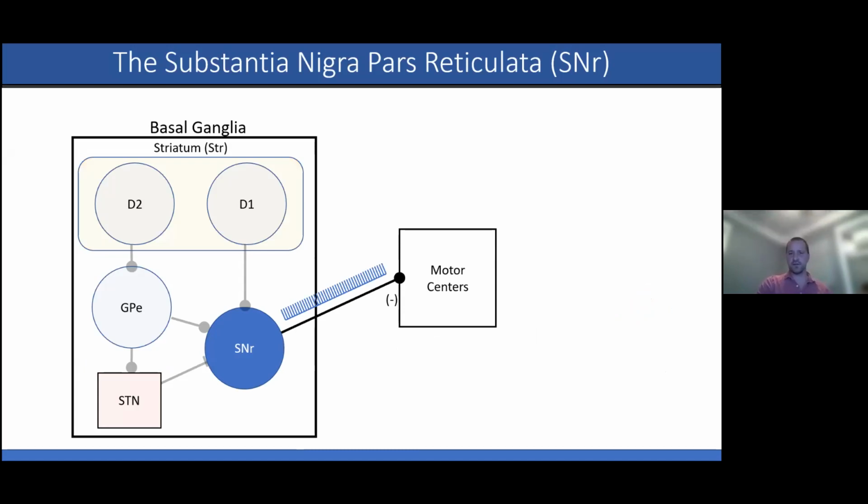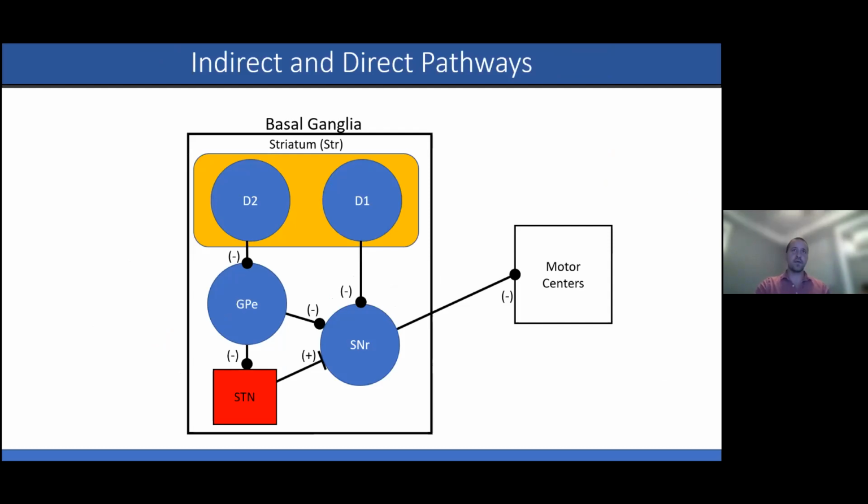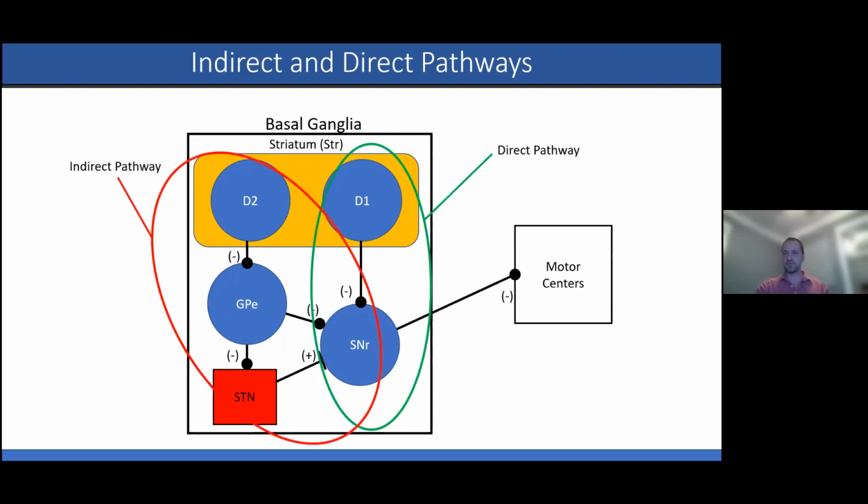The SNR is a collection of neurons that are tonically active, and they provide tonic inhibitory input to downstream motor centers. So if you can get some sort of pause or substantial depression in the firing rate of these SNR neurons, then you can gate motor actions such as reaching, walking, or saccade. Within the basal ganglia, there are two different pathways that regulate SNR activity. So there's the indirect pathway and the direct pathway.